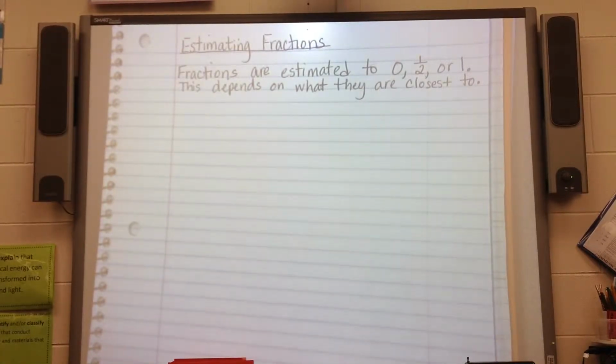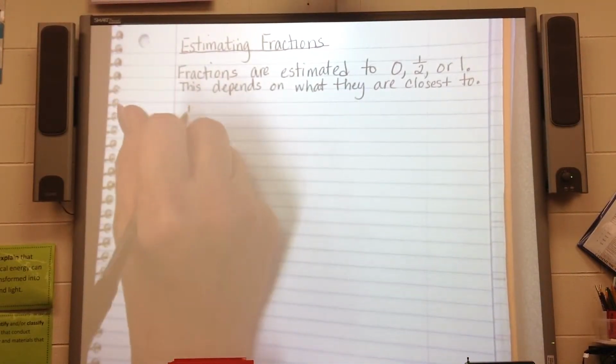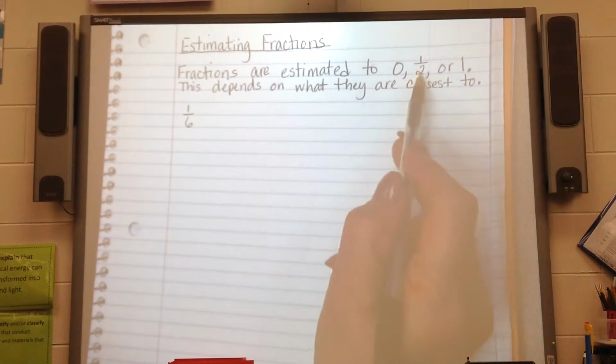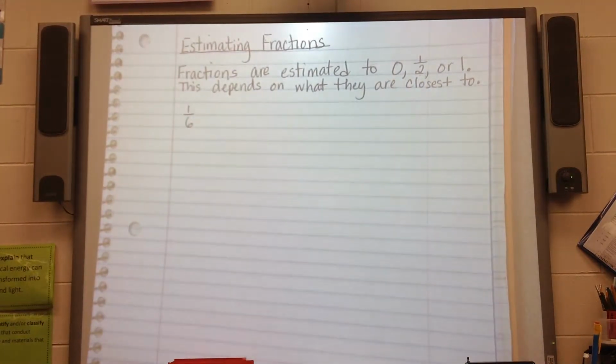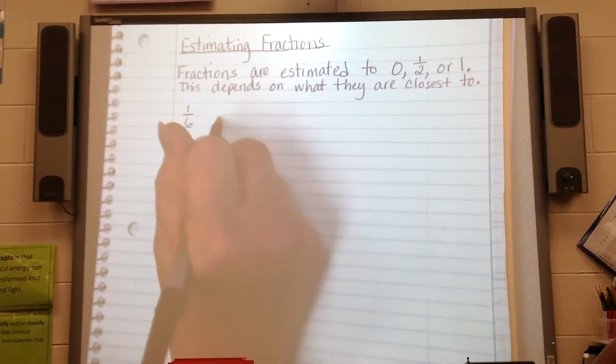Okay, so first things first, I'm going to give you an example, we're going to write it down, and then I'm going to show you what that means. The first example is going to be the fraction 1/6. And 1/6 means that we are trying to find out where we have this located closest to 0, 1/2, or 1 whole. Now, 1/6 means that we have 6 items and we have only got one of them.